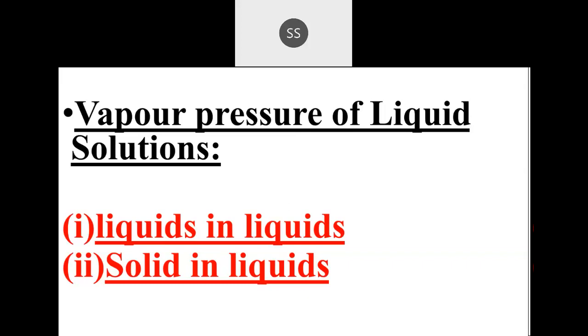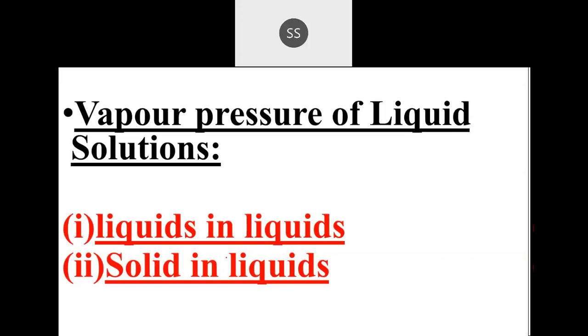So today you are going to learn about vapor pressure of liquid solutions. You can see in your syllabus you have two parts. One is liquids in liquid and the other one is solid in liquid. So for the vapor pressure of liquid solutions, you are going to learn the case where the solute and the solvent both are taken as liquid, and the other case where we take solid as the solute and it is dissolved in the liquid to form the solution.